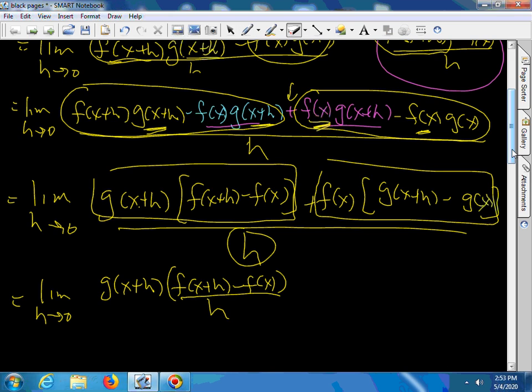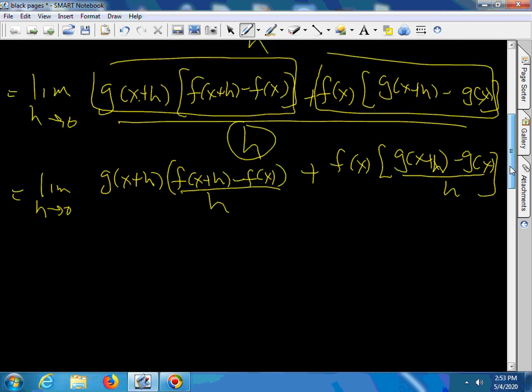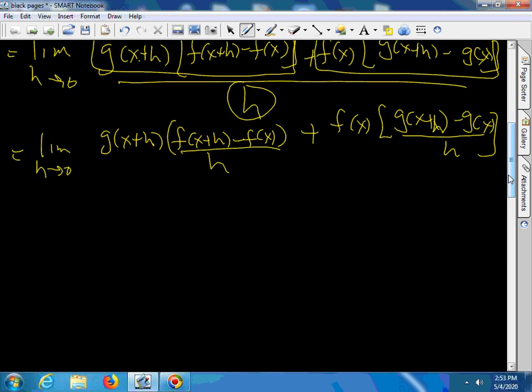And I'm going to do the same with the next one. Plus f of x times g of x plus h minus g of x. And naturally, I want that piece to be divided by h. Okay. So we're getting close, but I do realize that we needed a lemma. So it's that limit of all that. But a limit over a sum, I can write as the sum of the limits.